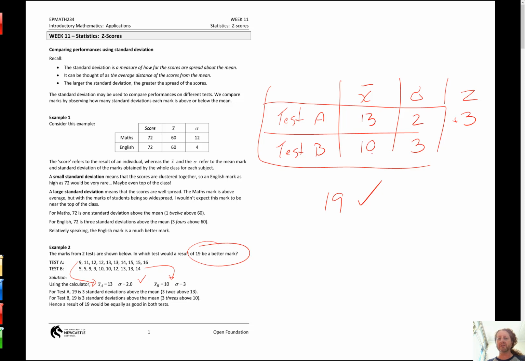What about in test B? 1 standard deviation above the mean would be 3 above 10, which would be 13. 2 standard deviations would be another 3, which would be 16.